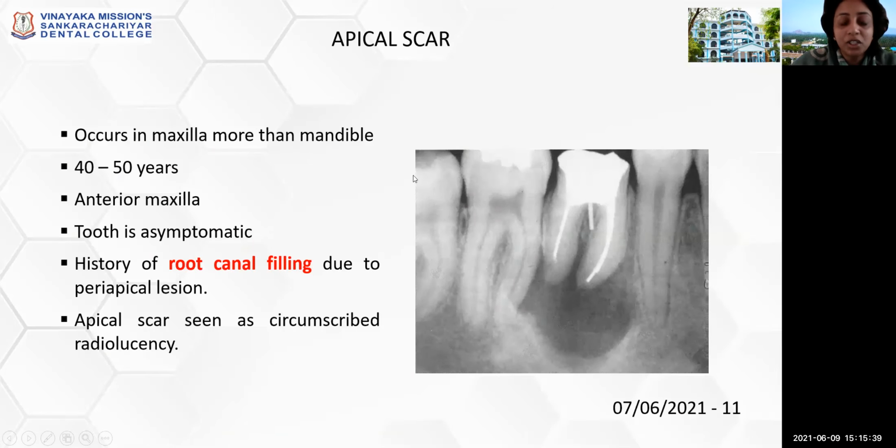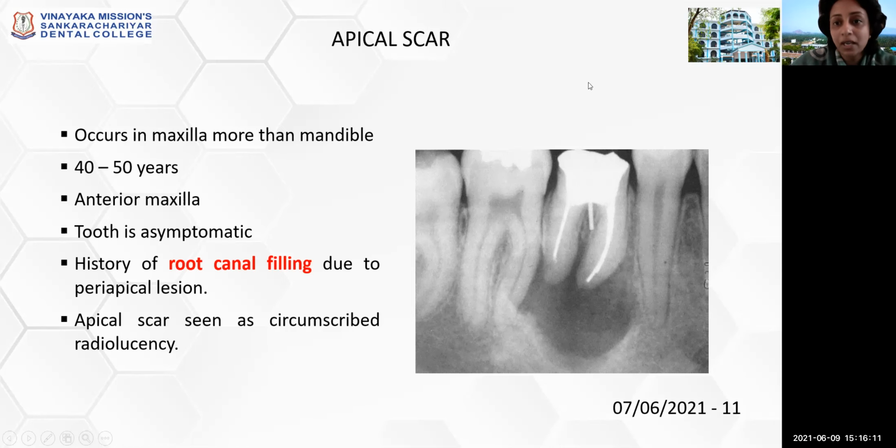There is another lesion which looks similar to a radicular cyst, which is known as the apical scar. It is nothing but a long-standing periapical abscess that would have caused a fibrous reaction in the bone. Whenever we see an RCT treated tooth, well endodontically treated with the apical seal completely sealed, and the tooth is asymptomatic, we always have to consider an apical scar.